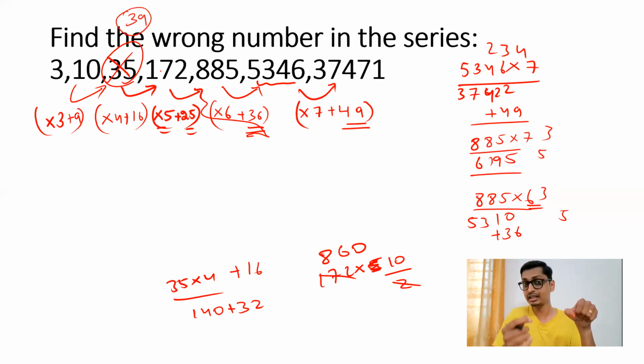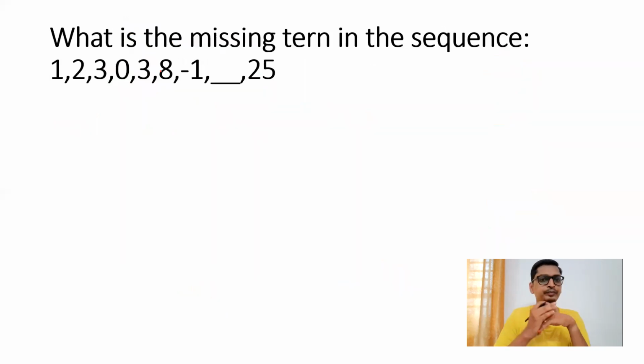That means definitely the number 5346 might have been multiplied by a 5 or 6 or 7, then only I will get a 5-digit number, right? So this is a shortcut to identify the wrong numbers. I hope you understood. We shall go to the next question now.